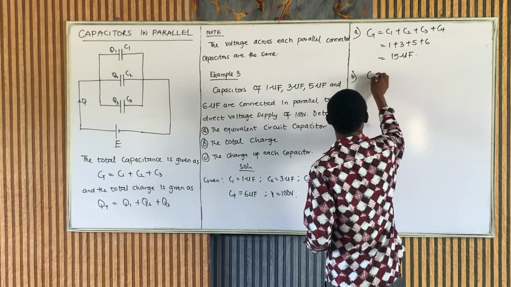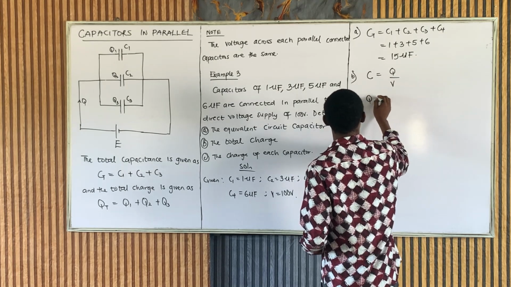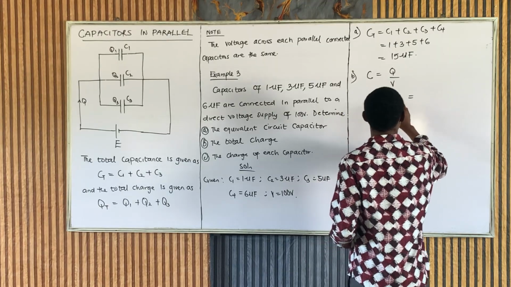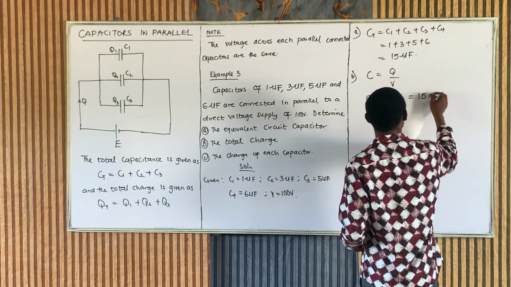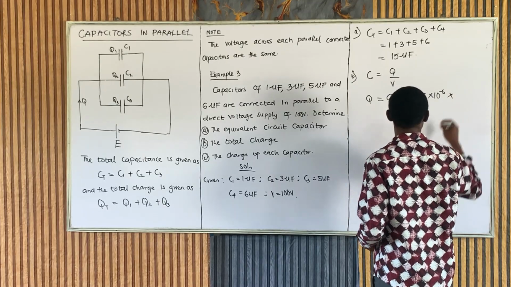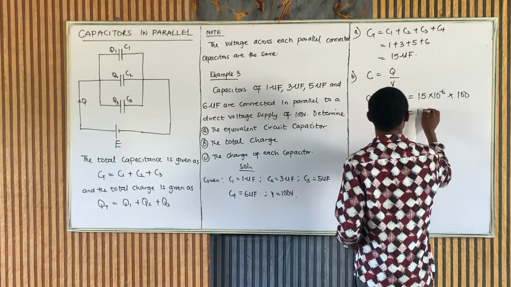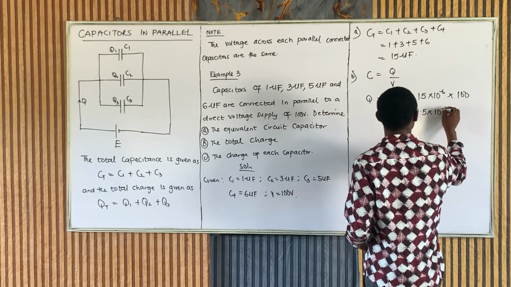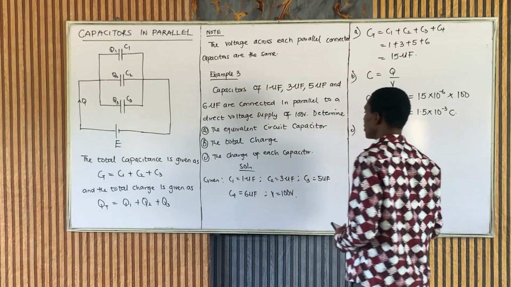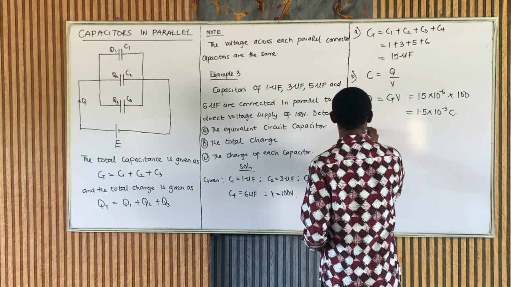B, the total charge. We know that capacitance is Q over V. So we're looking for Q now. Q will be equal to total capacitance times the voltage. Total capacitance is given as 15 times 10 raised to the power minus 6, which is what we got here, times the voltage 100. So this will give us 1.5 times 10 raised to the power minus 3 coulomb. Now C, the charge on each capacitor.